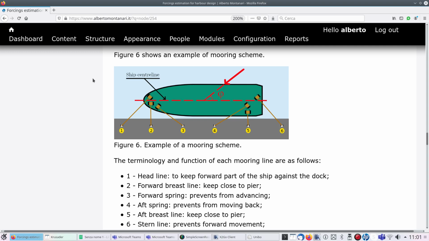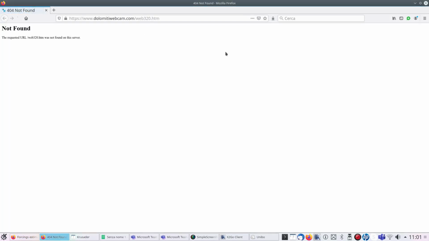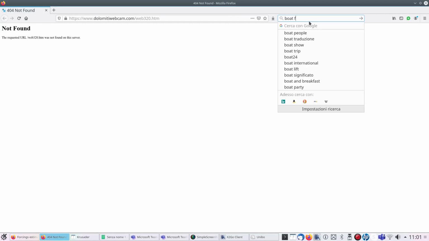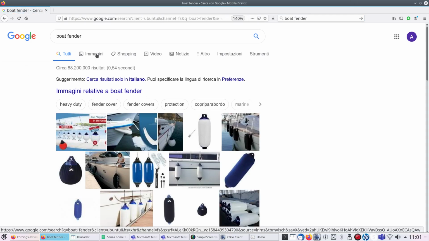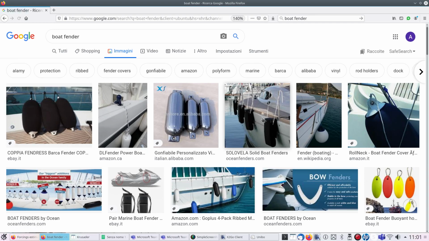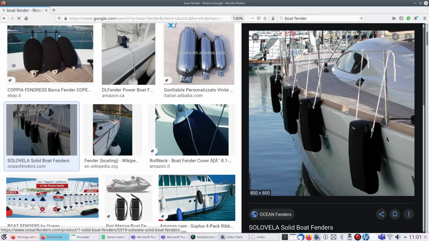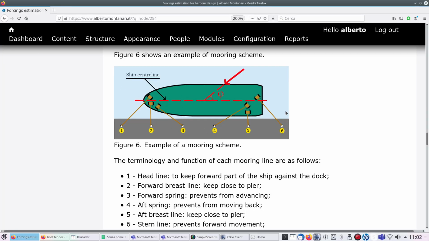I hope you know what the fenders are. Let me show you what they are. And here you see a sequence of images. Look at this one here, for instance. These are the fenders. They may have a different shape, and basically they are in charge of avoiding the direct impact of the ship body against the berth, and they transmit the pressure to the berth itself. Fenders here are not visualized.